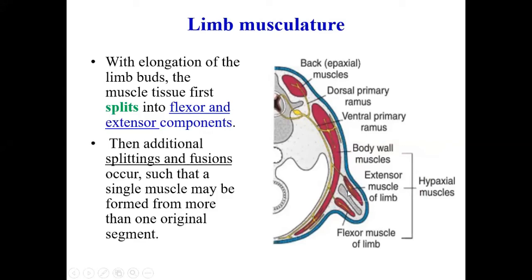After initial segmentation into flexor and extensor compartments, additional splitting and fusion of the muscles occurs. As a result, a single muscle may be formed from more than one original segment. For this reason, we see that one muscle is supplied by 2 or 3 spinal segments, because they not only come from the original segment, they also take some part of the upper or lower muscular segment due to additional splitting.